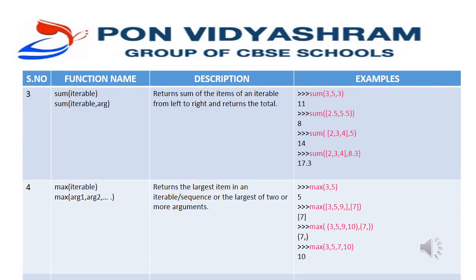Now the third function is the sum function. Here we have two syntaxes, sum with only one argument and sum with two arguments. If you have only one argument, that is an iterable. If you have two arguments, the first one is an iterable and the second one is an argument. What the sum function does is it returns the sum of the items of an iterable from left to right and returns the total. With two arguments, iterable and argument, it returns the sum of the items of the iterable and the argument value.